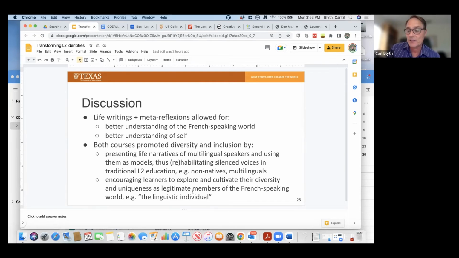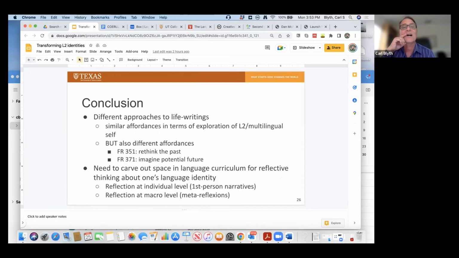So in conclusion, I think we both had different approaches to multilingual life writings, but we actually had similar affordances, in terms of that everyone got a chance to explore their own multilingualism as it was growing. But at the same time, it was somewhat different because in my course, we really talked a lot about rethinking the past. Where did you come from? How did your salient events, the events that you remember, how do you put them together and create a coherent life narrative? Whereas Marie-Lise's course was much more about imagining the future self through the creation of this fictional character.